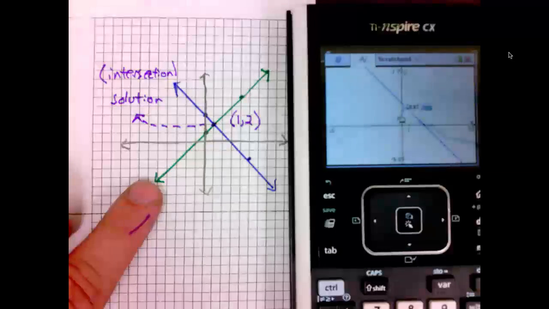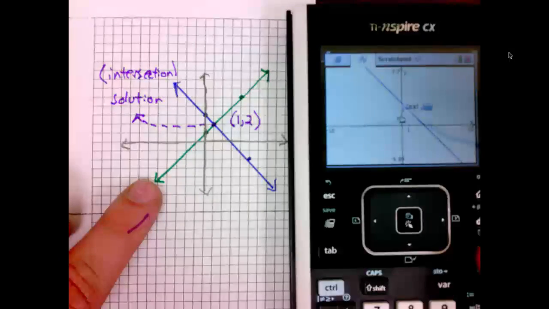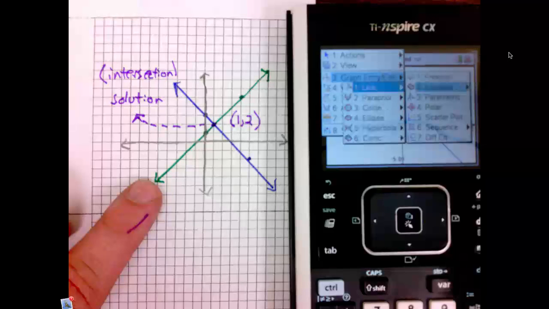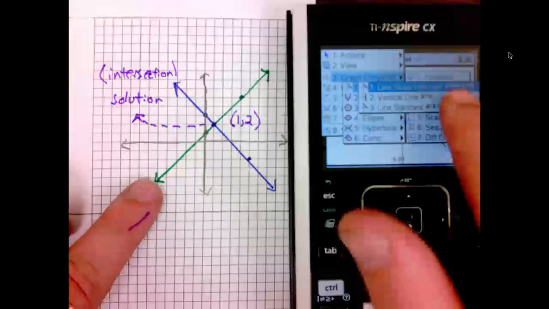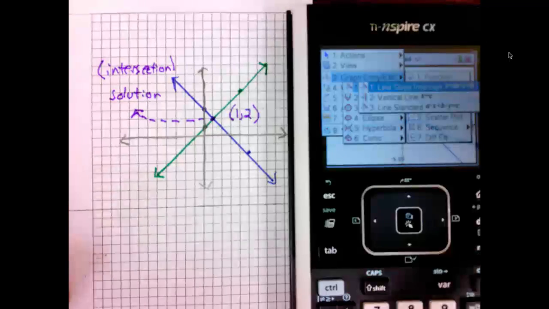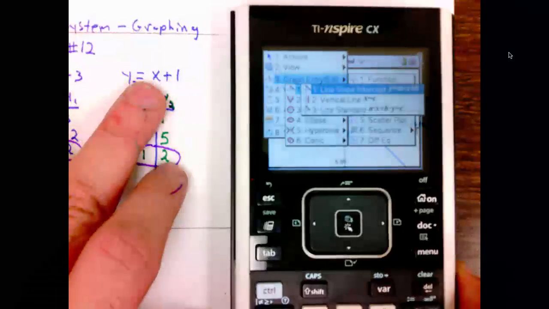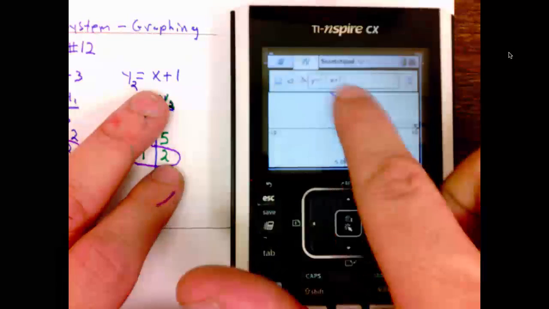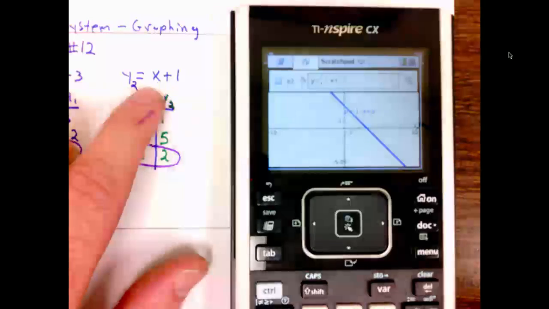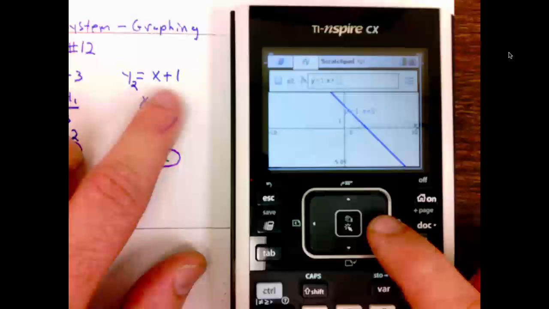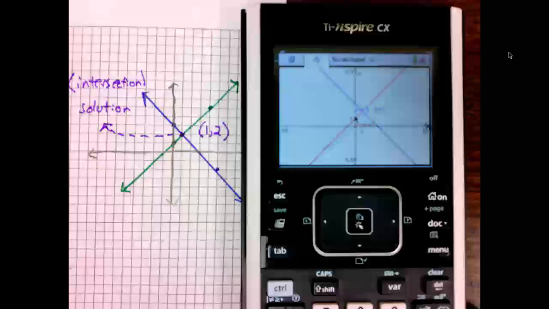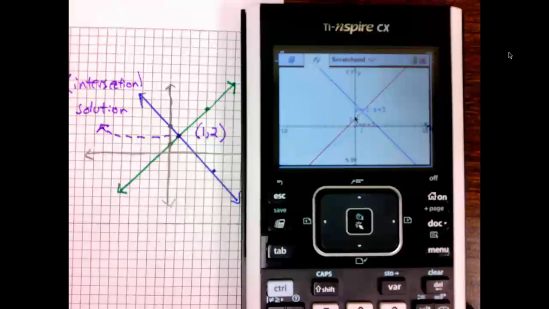Now I want my second line. Again, I go menu, 3, 2, 1, 3 for graph, 2 for equation, 1 for line. Again, I choose slope-intercept form because that's the form of our second equation. Now I want the parameters slope and y-intercept. This is an x, that is 1x, slope is 1. Y-intercept also 1. Now I hit enter.